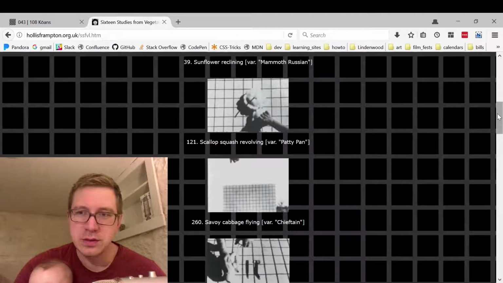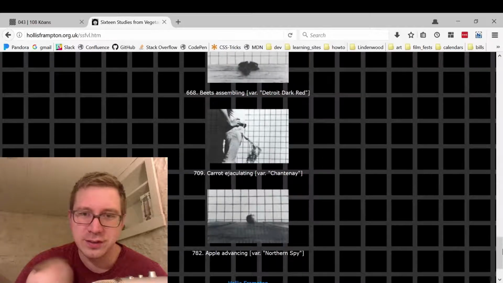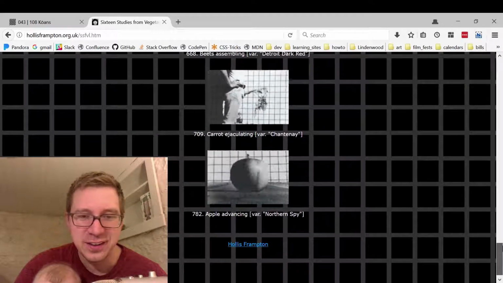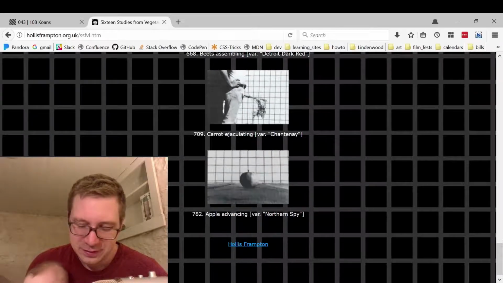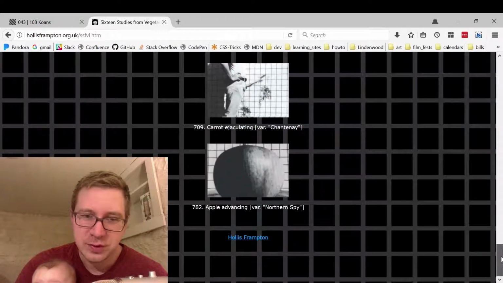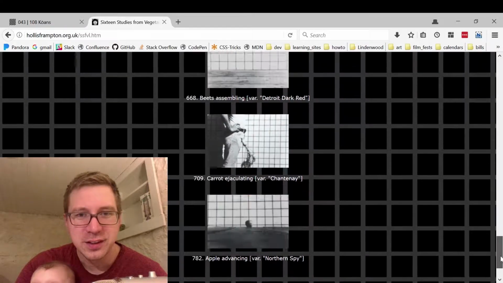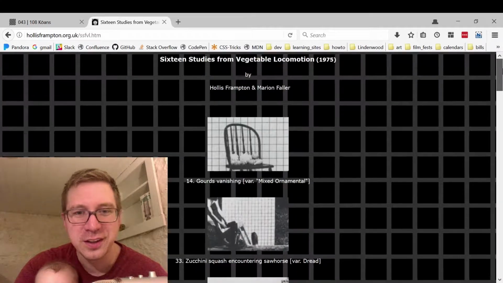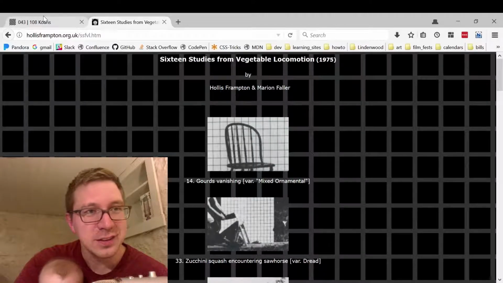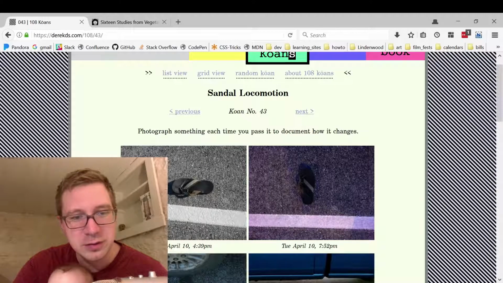Hollis Frampton wrote an essay on Eadweard Muybridge, and so anyways, okay, this carrot ejaculating has got me off track here. Anyways, Hollis Frampton, Sandal Locomotion, Vegetable Locomotion. There you go.